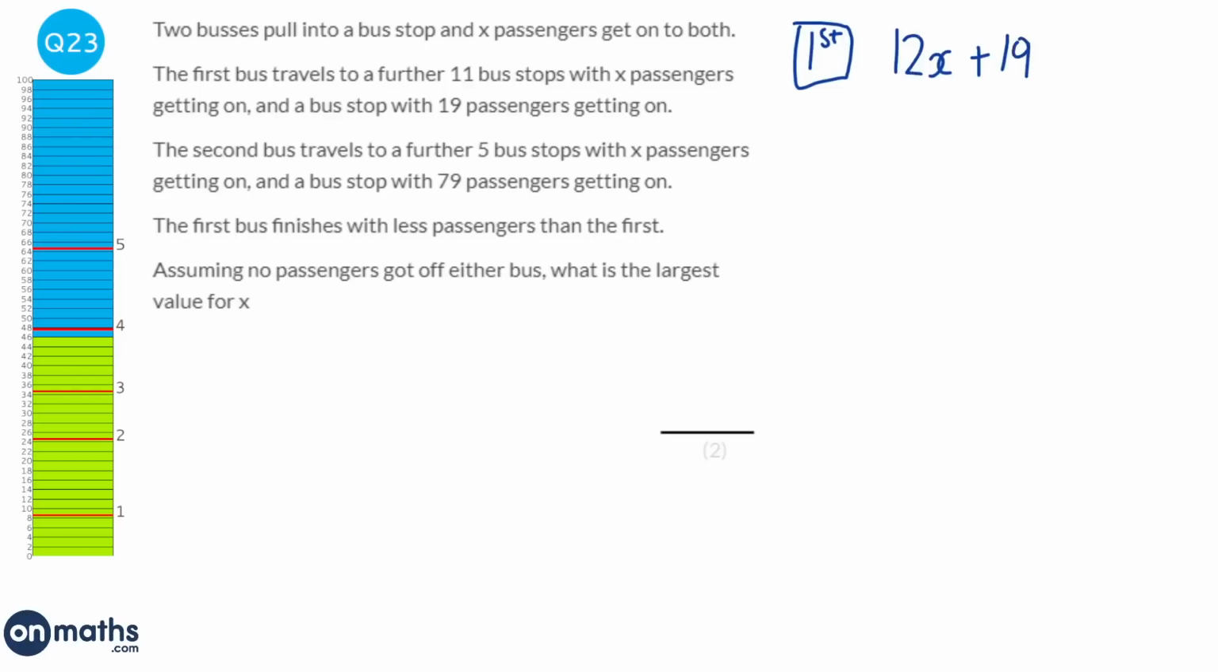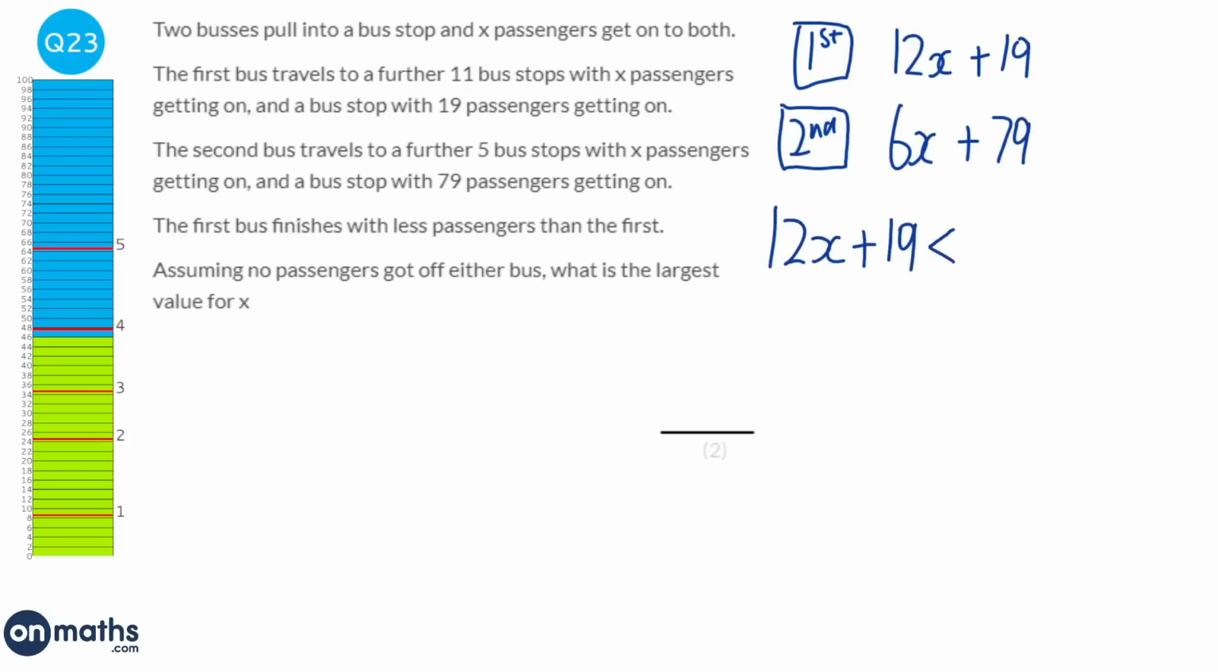So plus 19. Now for the second bus, well, we start with X and a further 5X come on. Because 5 bus stops with X passengers. So that's 6X altogether. And then 79 get on. And it says the first bus finishes with less passengers than the second. So the first bus finishes with less. And the way we show that is with this inequality here.